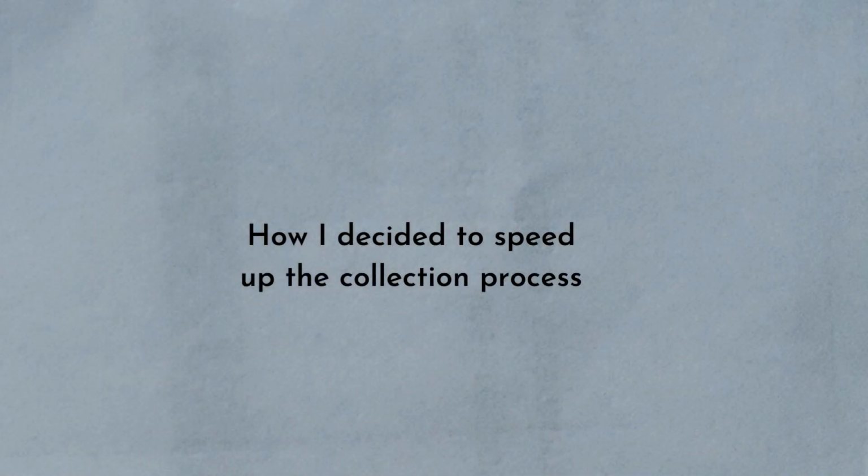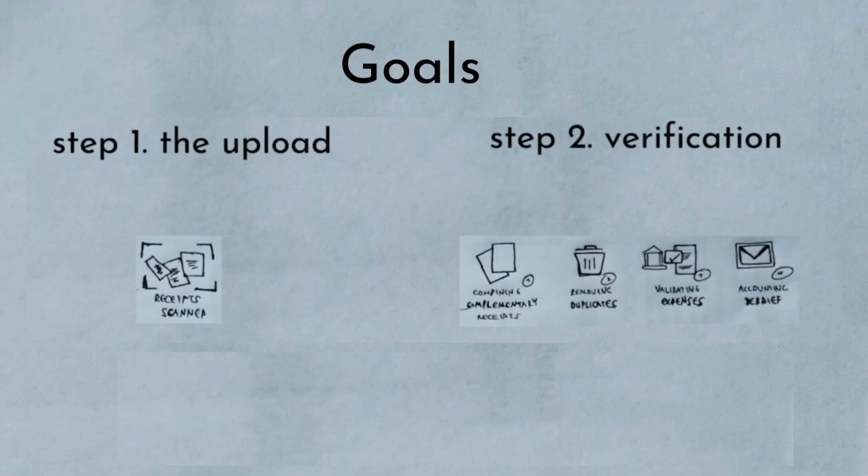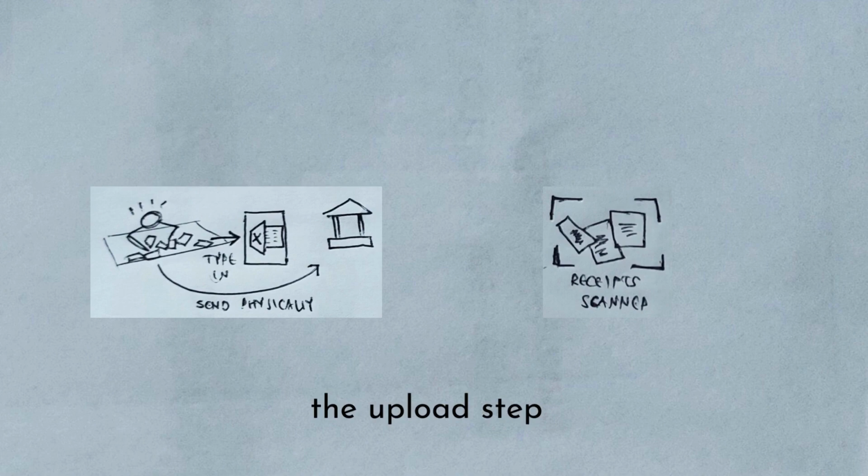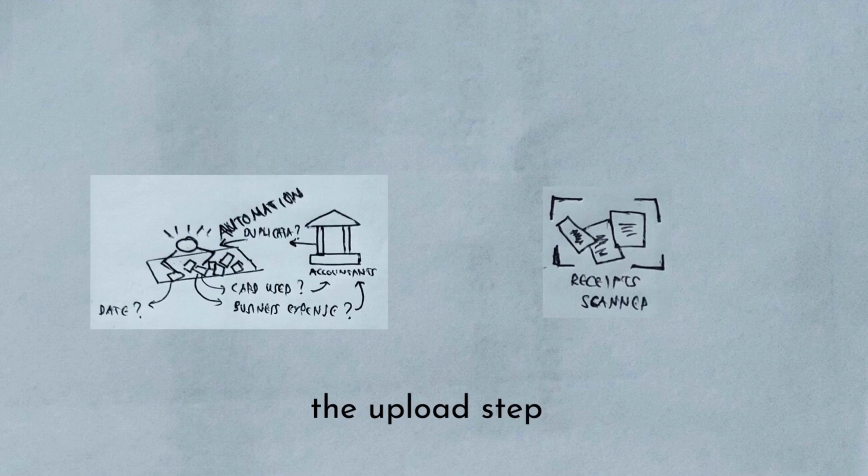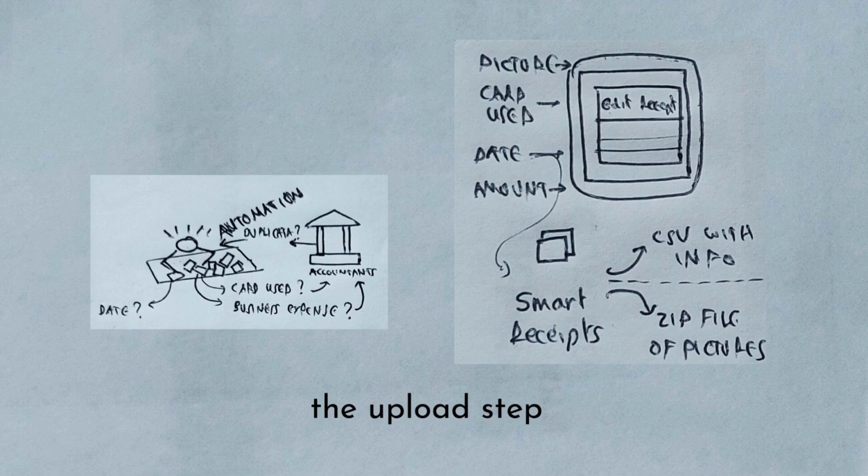I tried to find a way to simplify the upload of receipts and expenses and verify if duplicates exist. So in the upload step, instead of doing things physically, I wanted to do things on my phone, and to simplify things, I used Smart Receipts, which lets you upload all the different information yourself, and then it outputs a CSV and a zip file of pictures, which I would love to put on Google Drive, but the two were separate, so you couldn't know which information is which picture. So I did a makeshift pipeline.